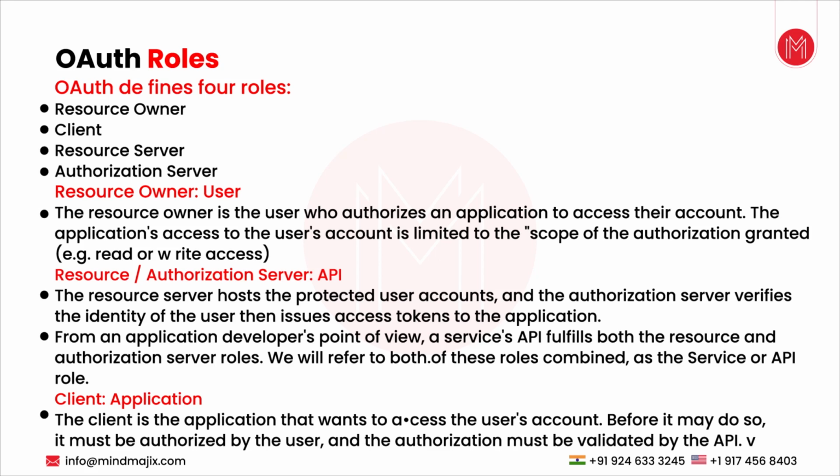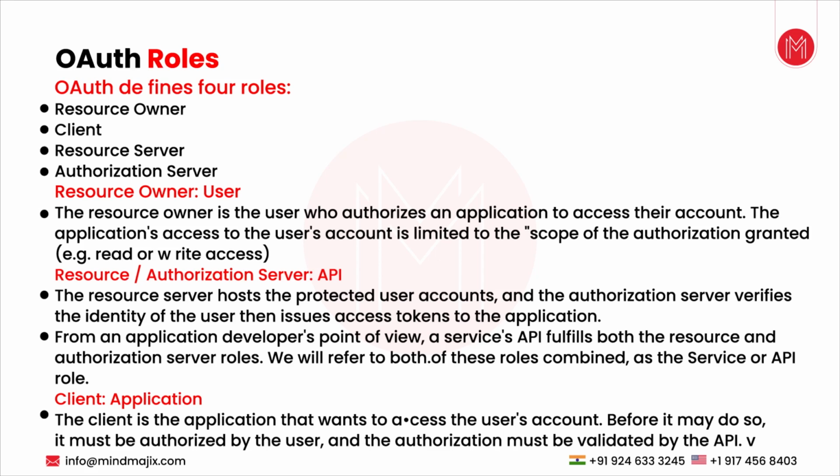So they are basically trying to authorize an application based on their account permissions, and the application's access to the user account is limited to the scope of the authorization granted. There are scopes which we'll understand later, but right now, you can think of scope as something which helps the application understand what level of permission the user has, whether it's read, write, edit, or modify. So basically, the application's access to the user account is limited through the scope of the authorization granted. That could be read or write, or both, whatever access the scope says.